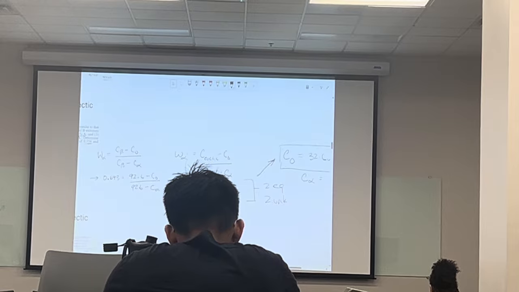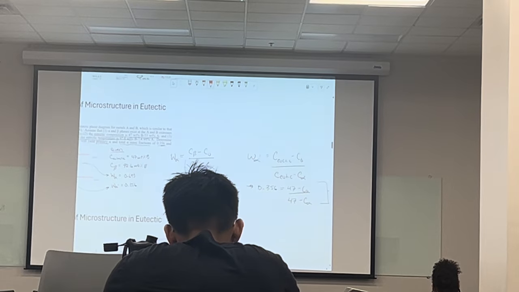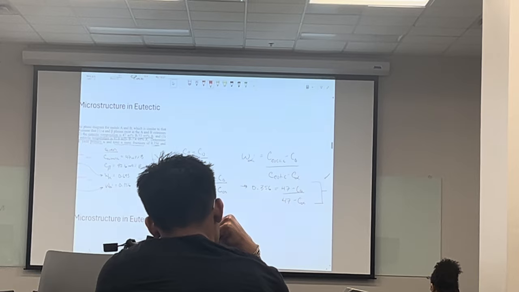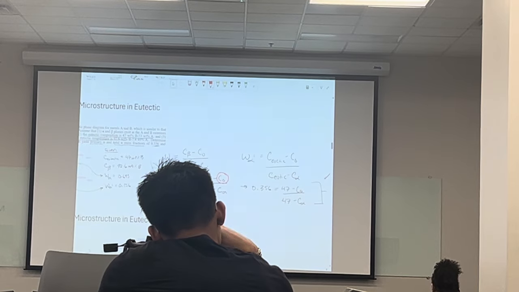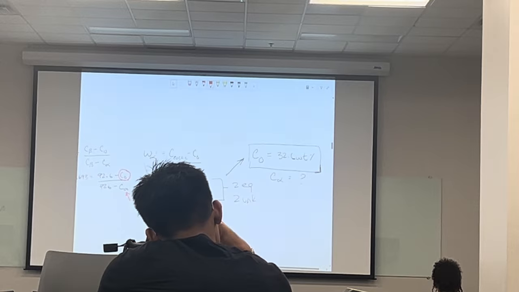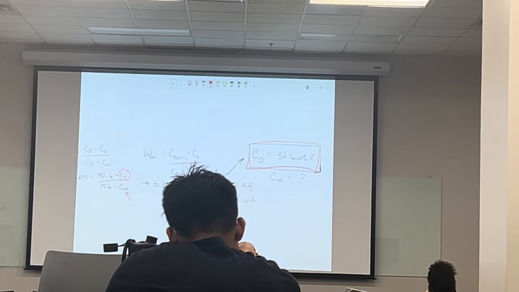You plug in your values, and then you'll notice that you can't figure out your original, basically your C naught. You can't find this one because you're also missing the alpha phase. You'll learn that it's two equations, two unknowns. You can put those two together to figure out where your C naught is, and then that will help you get to your C naught.